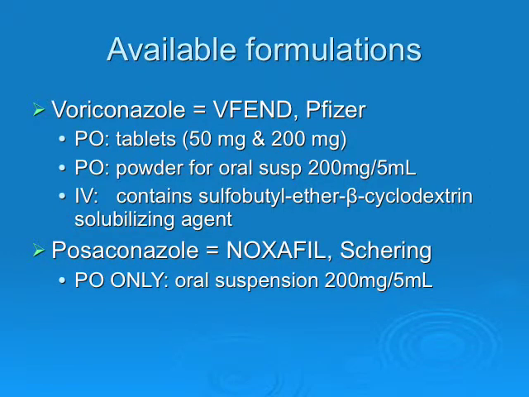In terms of the availability of these drugs, voriconazole, or VFEND from Pfizer, is available in 50, 100, and 200 milligram tablets, also as a powder for oral suspension, and an IV formulation. It's also important to note that the IV formulation contains a sulfobutyl ether beta-cyclodextrin solubilizing agent. This becomes important later in our discussion, particularly in patients with renal insufficiency. Posaconazole, or Noxafil from Schering, is unfortunately at this time only available as an oral liquid formulation.